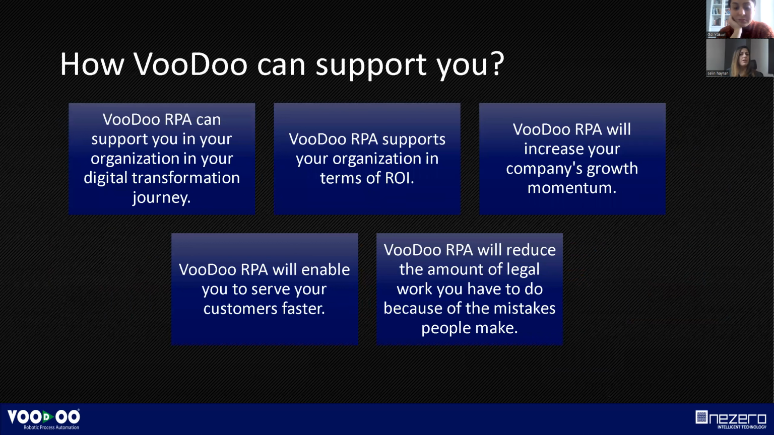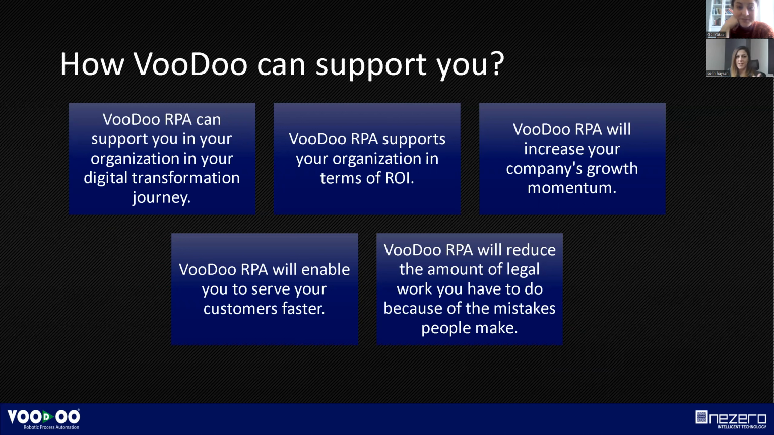And how would RPA can support you? That's the important one for me and for you also. VooDoo RPA can automate your repetitive and routine tasks, freeing up your human resources to focus on more value-added activities by automating tedious tasks. VooDoo RPA can help your organization save time and resources. This can allow your employees to focus on work that is more interesting and adds more value to the business.